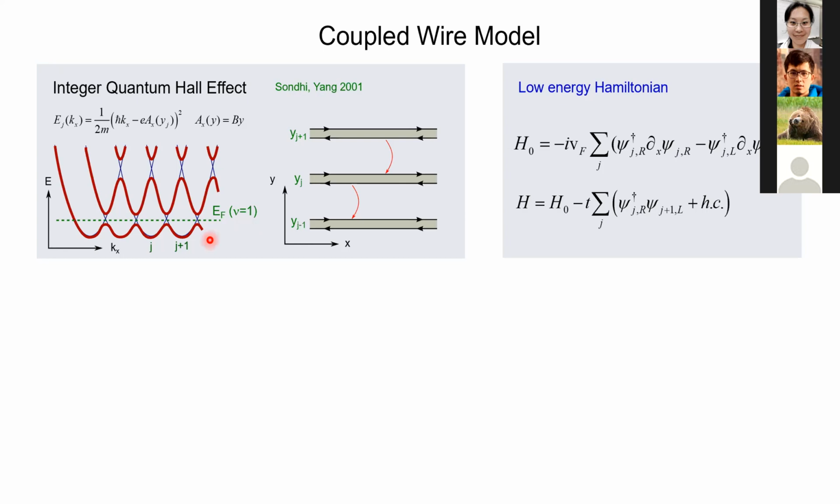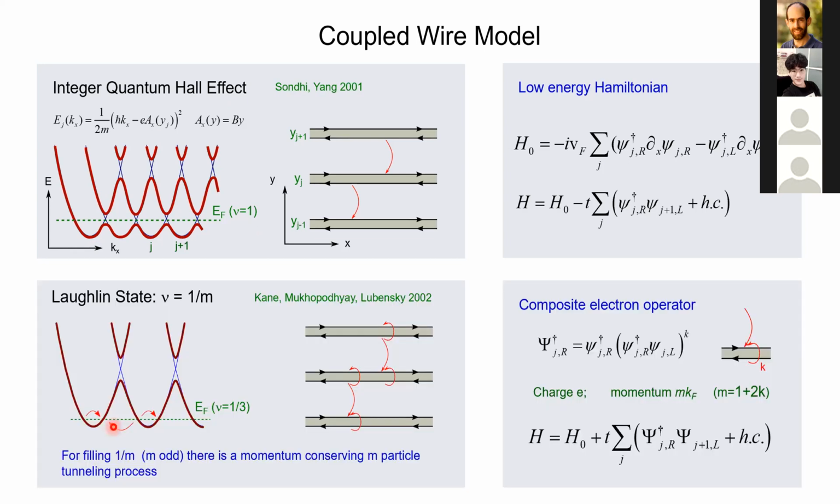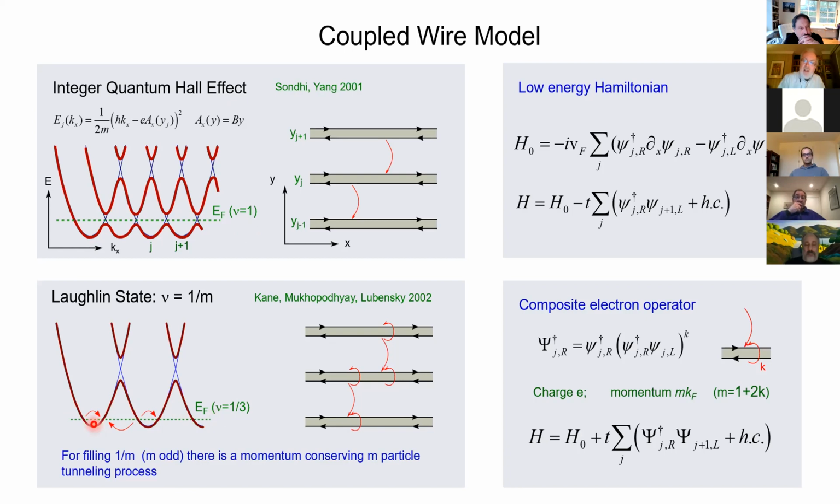So what happens if we're at filling nu equals 1/3? Now I have 1/3 as many electrons. And so of course my Fermi energy is going to be down in the bottom here. And so a right moving electron on this wire can't just jump over to here without violating momentum conservation. But if the filling is exactly 1/3, then there is a multi-particle process that conserves momentum.